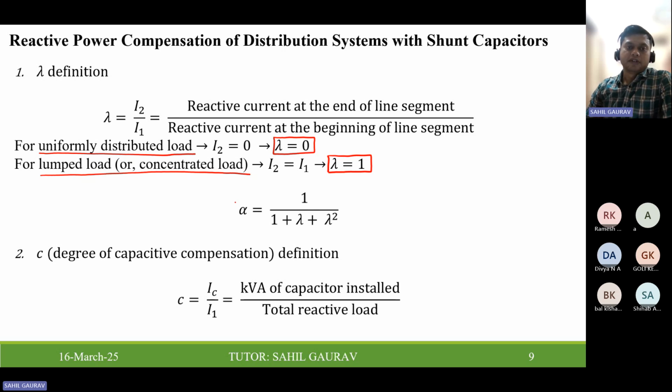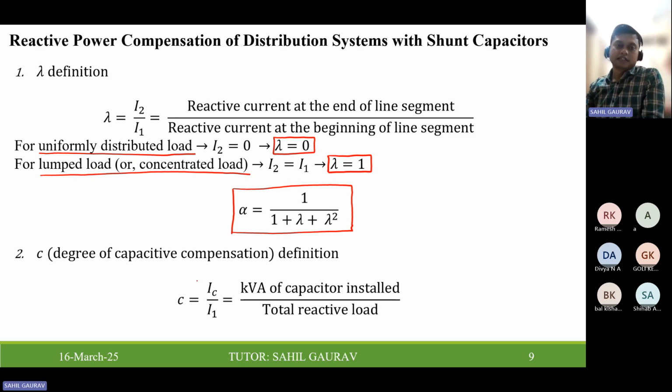Then another term, alpha. Alpha is the reciprocal of 1 plus lambda square. So you should know this alpha term also. And now the degree of capacitive compensation, that is C. C is defined as IC upon I1. It denotes the capacitor size, the degree of capacitive compensation. So C is the ratio of kVA of capacitor installed to total reactive load, that is IC upon I1.